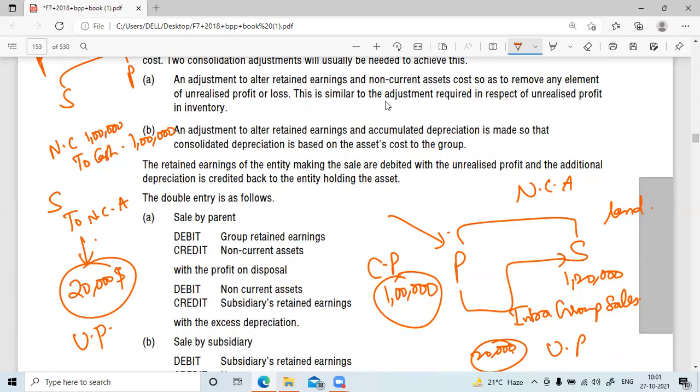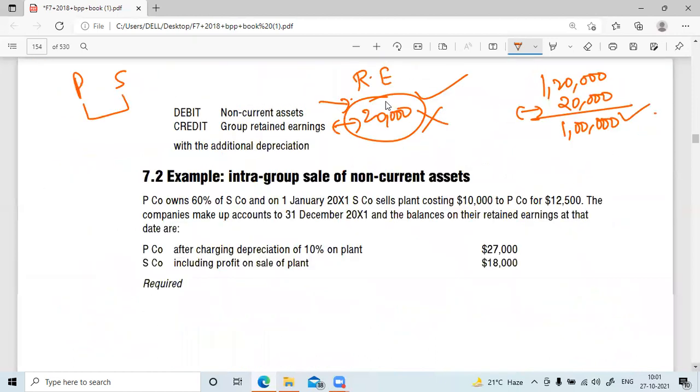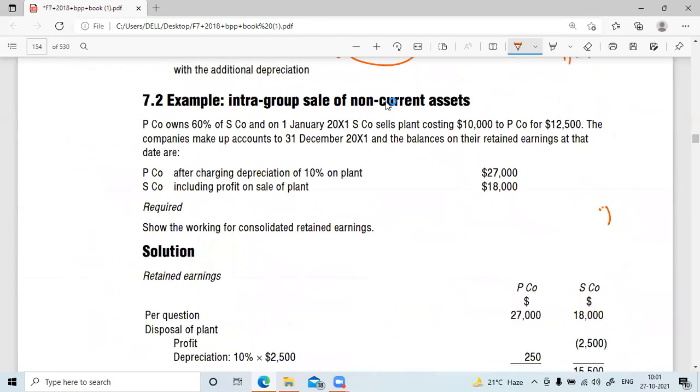All these things will not go for. We have already done the inventory section. There, definitely, the profit has gone to retained earnings. The profit has been credited in retained earnings. So retained earnings was credited and your asset account, the non-current asset account, was debited. You showed the profit in retained earnings, and the non-current asset value is higher by 20,000 because it was sold at 1,20,000 by the parent to the subsidiary.